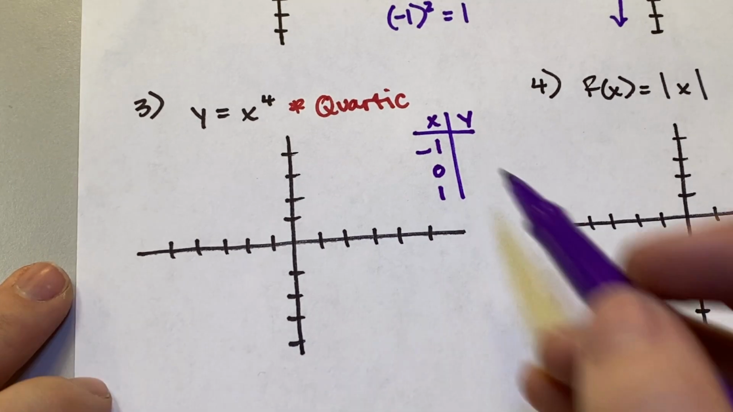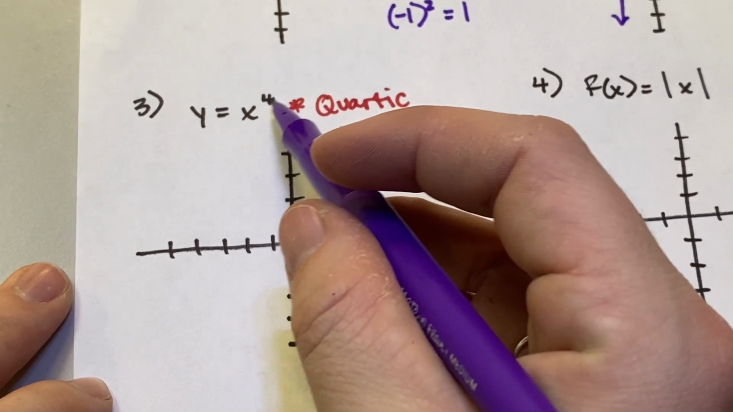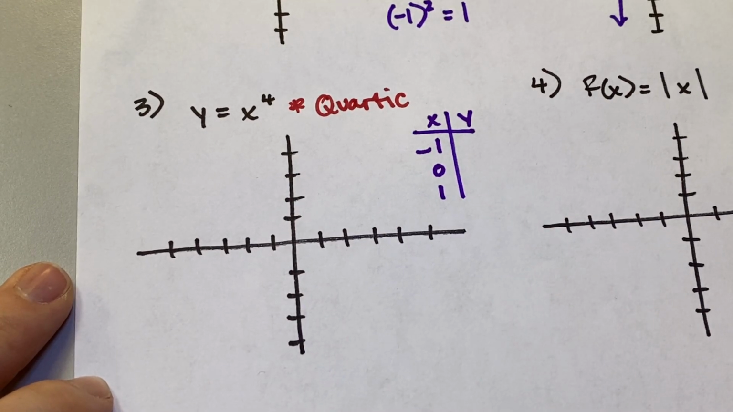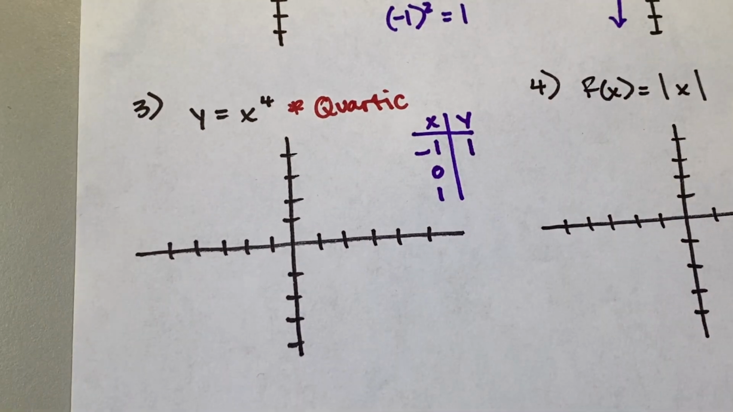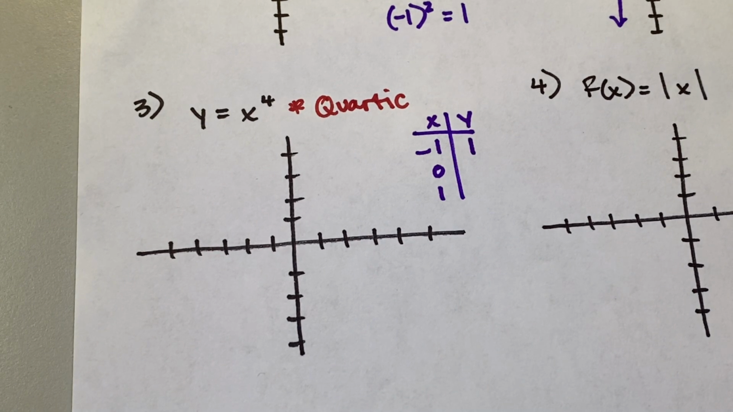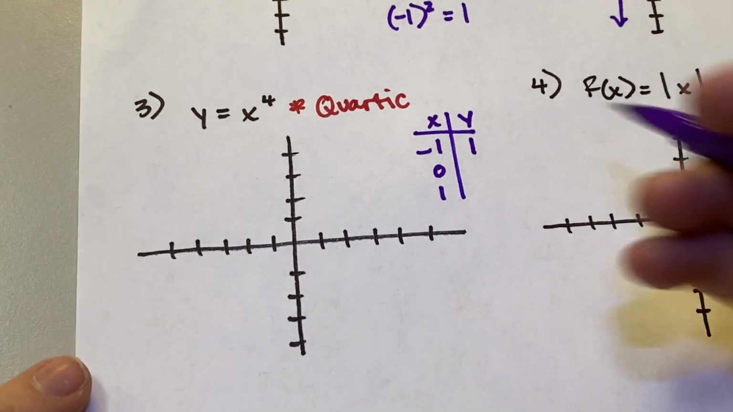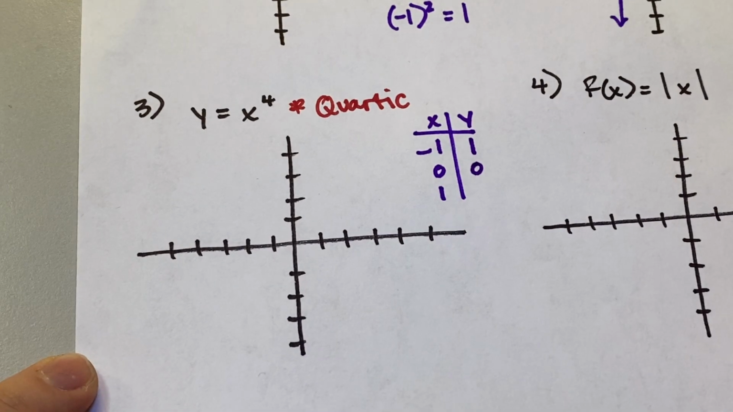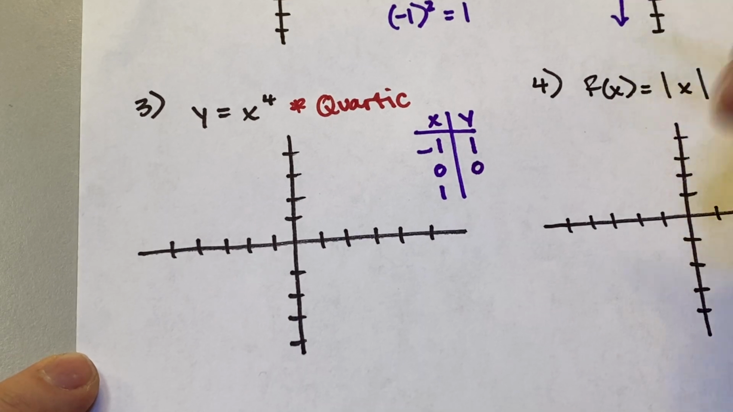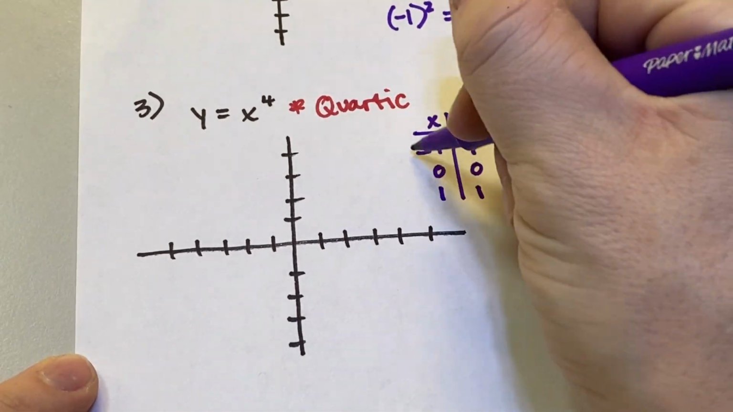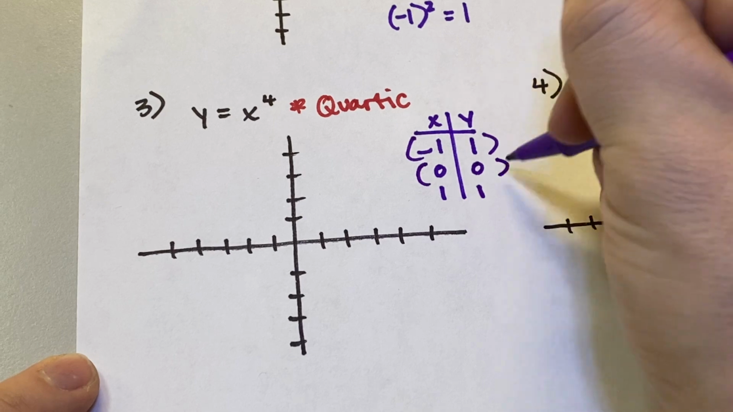If I plug in -1 to an even power, guess what? I'm always going to get a positive out. It could be x to the 96th power, and you'd still get a positive 1 because it's an even power. We know that you plug in 0, you get out 0. And we know if you plug in positive 1, you get out positive 1. Easy peasy.